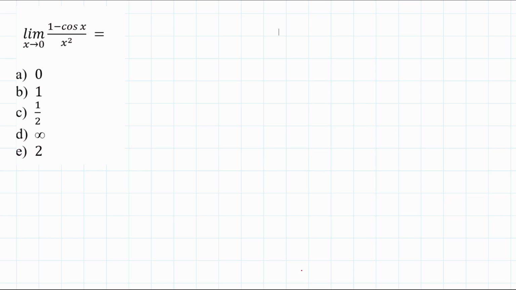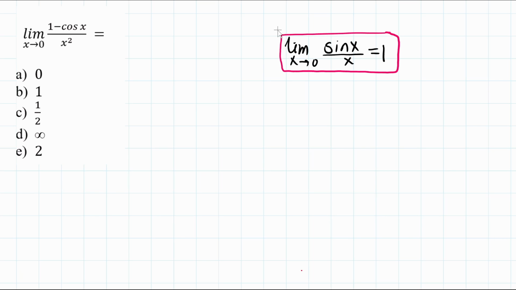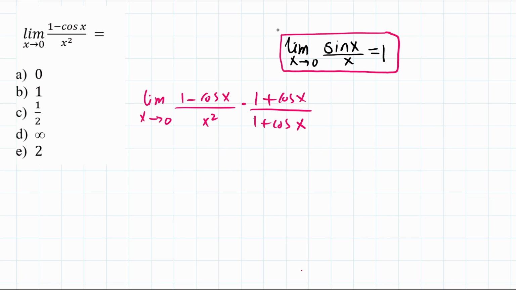Okay, this is a limit that involves trigonometric functions as x goes to 0. Perhaps the first thing that comes to your mind is the interesting limit of sine x over x as x goes to 0, which is known to be 1. So what we will do is try to link our limit to this limit by possibly multiplying by the conjugate. So this is the limit as x goes to 0 of (1 minus cosine x) divided by x squared, and the conjugate of the numerator is 1 plus cosine x. We divide by the same thing, as if we do nothing to this expression.